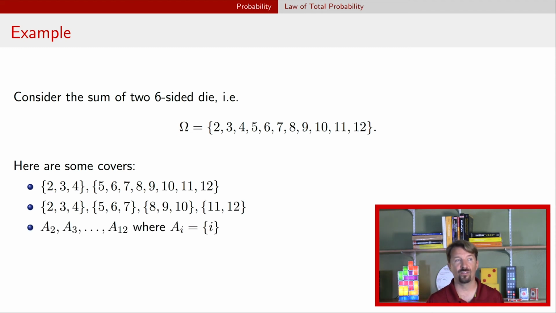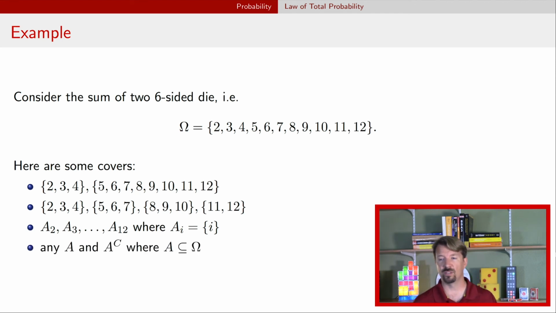We have a collection of these singleton events, so each individual event is just the individual outcome. So 2, that's an event, or 3, that's an event, 4, and so forth, up through 12. We could think about any set that we want and its complement. Those two always form a partition, and sometimes that's the most convenient partition that we can have. And one of these could even be the empty set, and that's still okay. It might not be useful if we're doing any calculations, but it's okay.